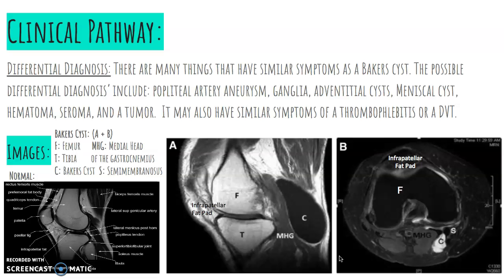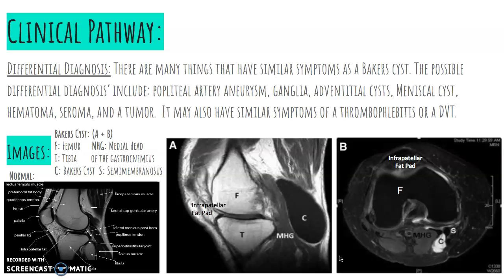A differential diagnosis is there's many things that have similar symptoms as a Baker cyst. The possible diagnosis could be a popliteal artery aneurysm, ganglia, meniscal cyst, hematoma, or even a tumor. And they also have similar symptoms for a thrombophlebitis or of a blood clot as well. So those are different things that could be the same symptoms.